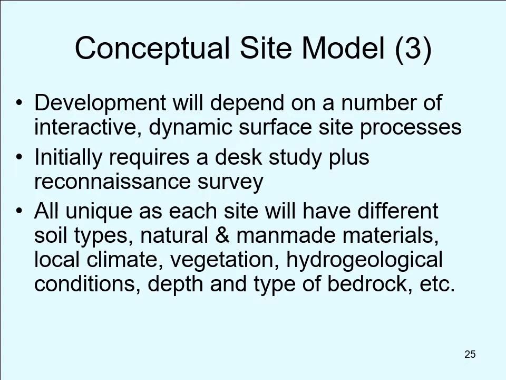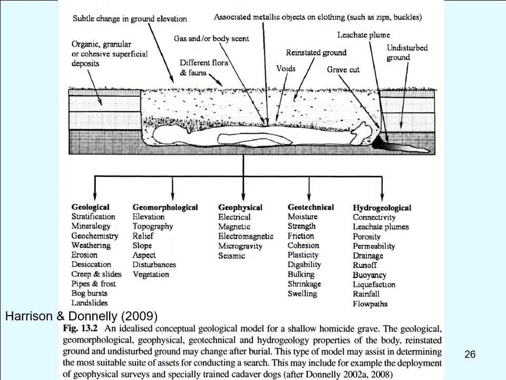So again, can you quantify those? What's the vegetation type? What's the local climate? What's the water table depth? How deep is the bedrock, for example? All those things might be important. This is an example, again, from Lawrence's work. It's a little schematic, and the details aren't so important, but you see there's a variety of geological, geomorphological, geophysical, geotechnical, and hydrogeological factors for every area that you're looking at.